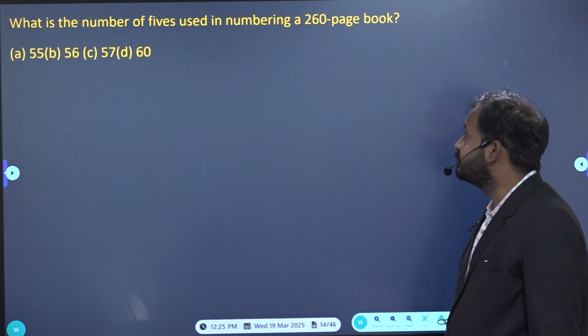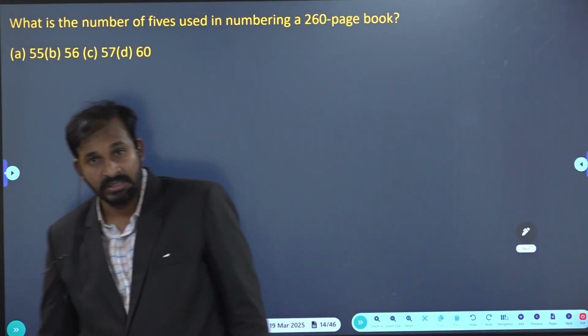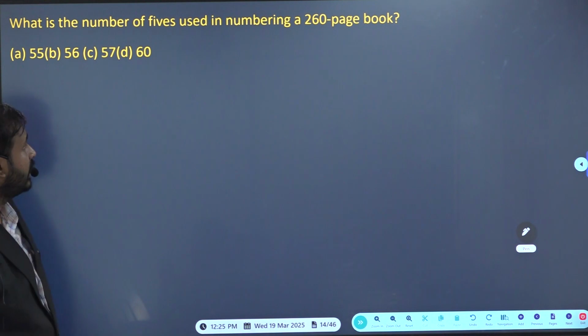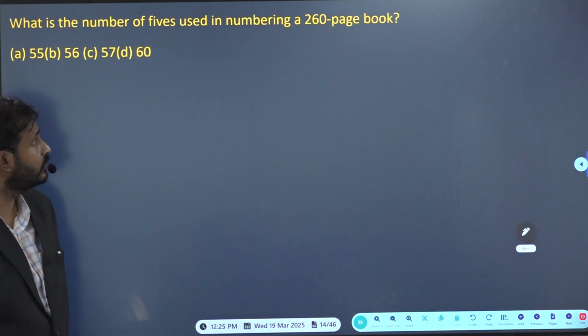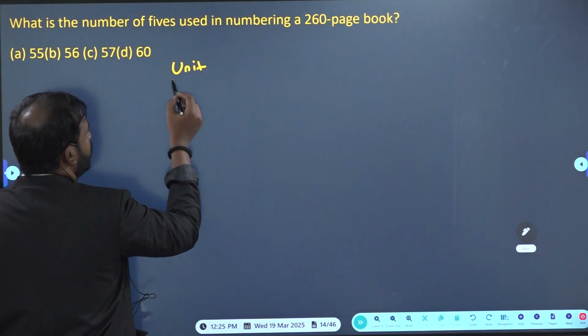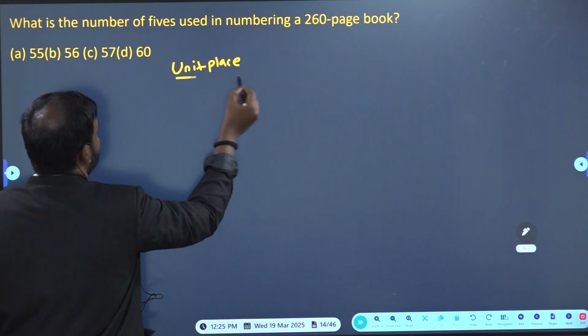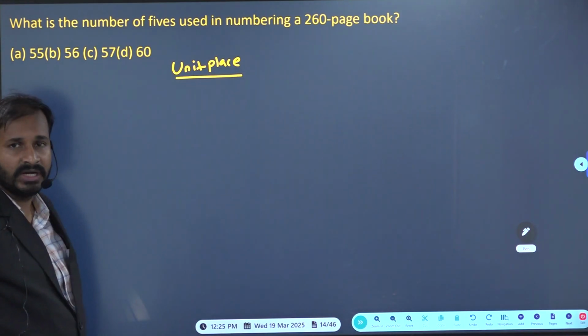What is the number of 5s used in numbering a 260 page book? Number of 5s used to number a 260 page book. So please see here as usual. Solve it. Pause the video and try to solve it. Units place. Everyone, please pause the video and try to solve it.